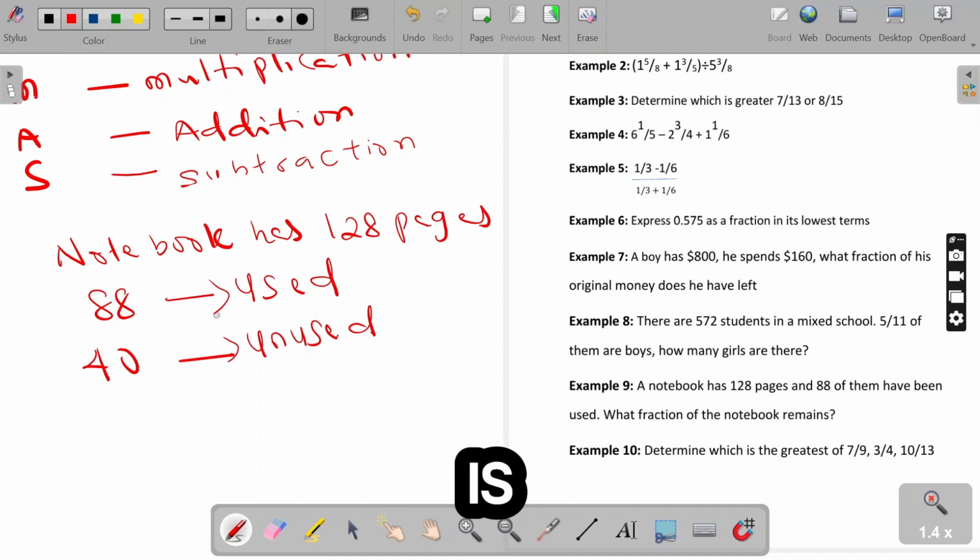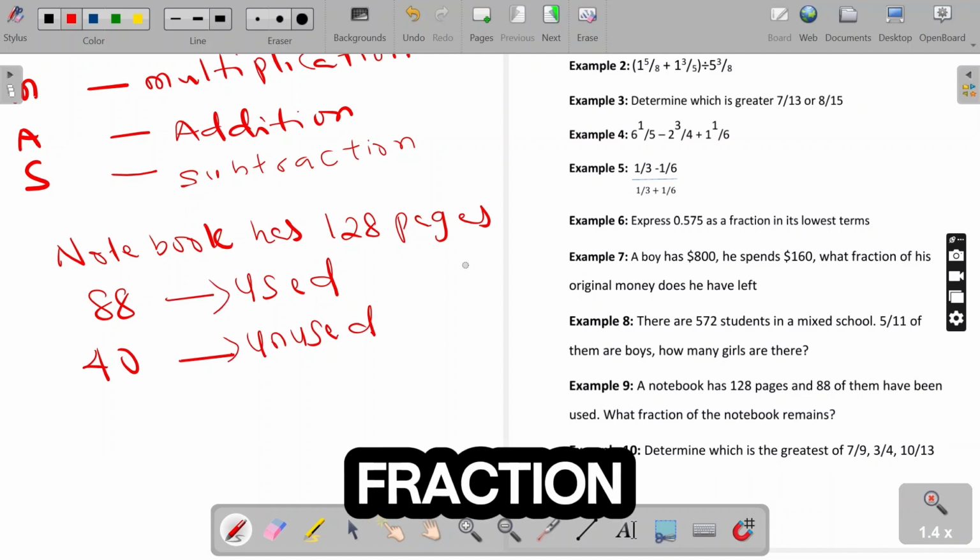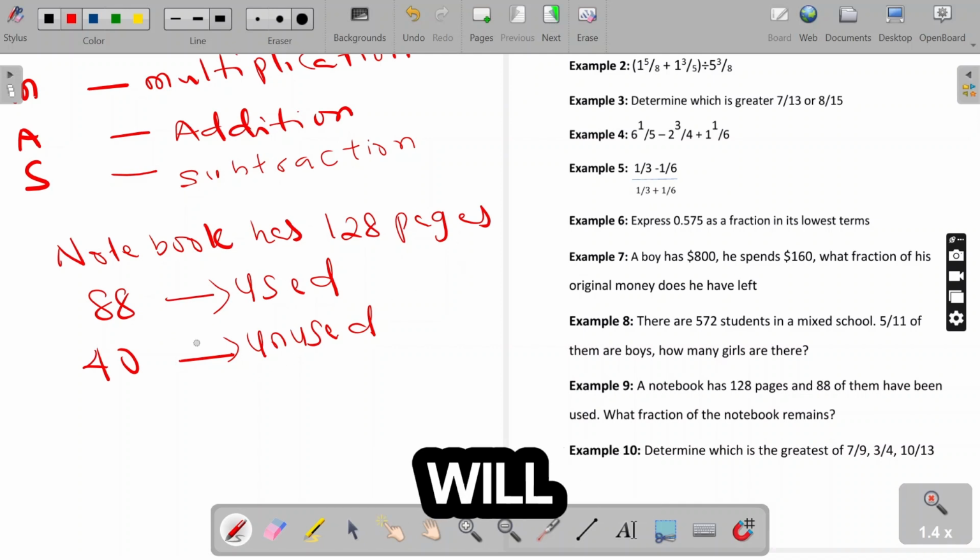88 used, that means 40 is unused. Now the question is, what fraction of the notebook remains? Fraction means something over something. So that will be 40, which is unused. That's 40 divided by 128.